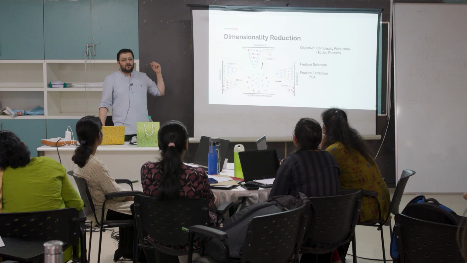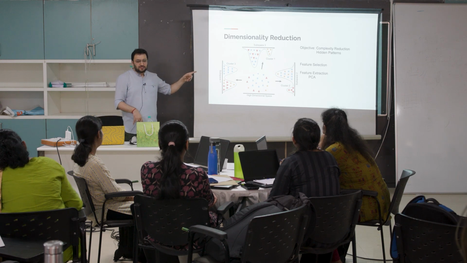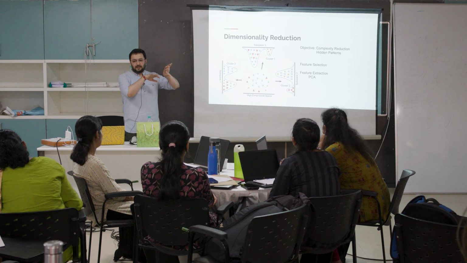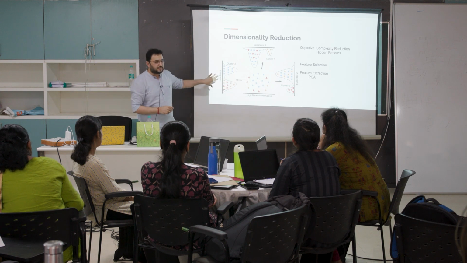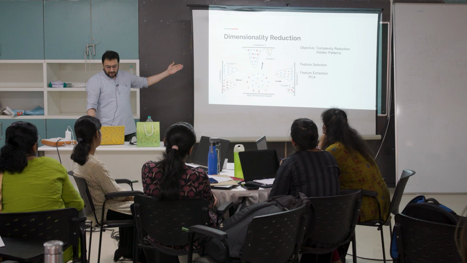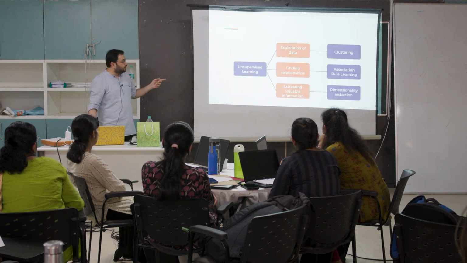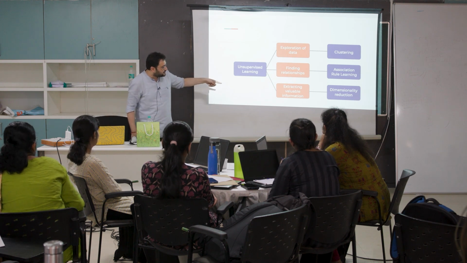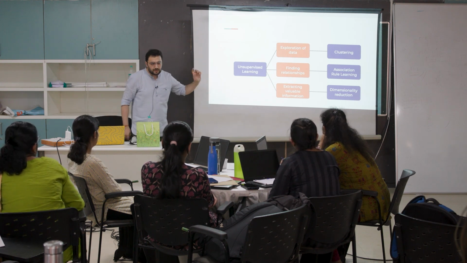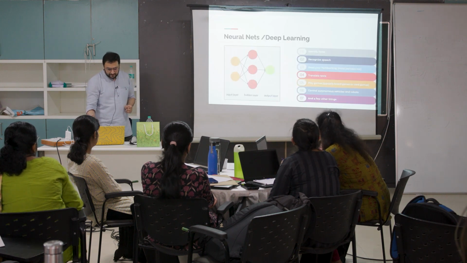Fine. Then we have dimensionality reduction. You take certain parameters and try to see how many groups you can create. Based on the parameters, you will have different subspaces that you will be able to create. There are a number of algorithms that can be used to do that, and all of these lie under unsupervised learning: exploration of data, finding relationships, extracting variables. Any of those can be used.